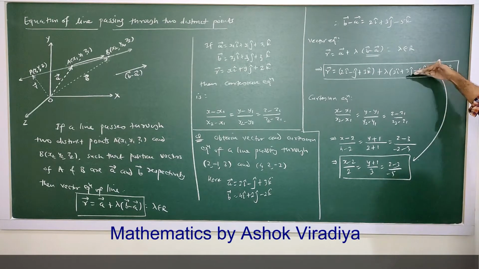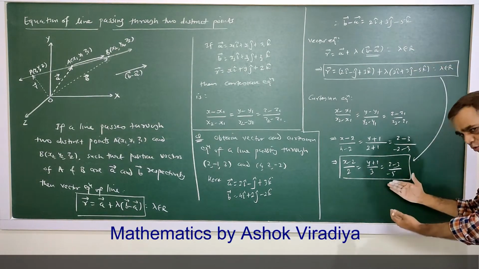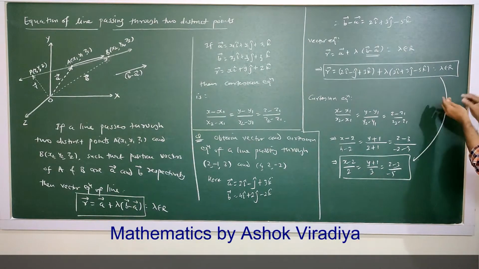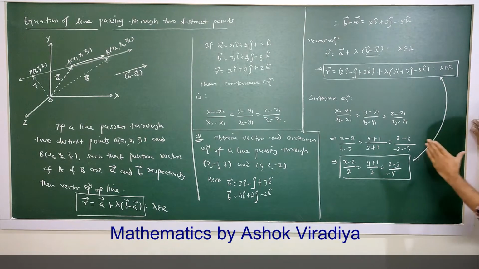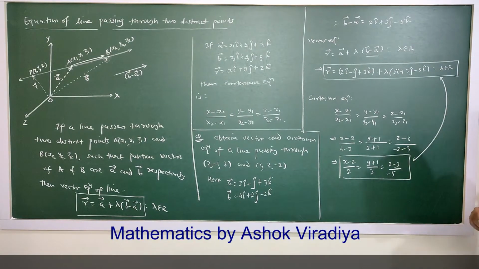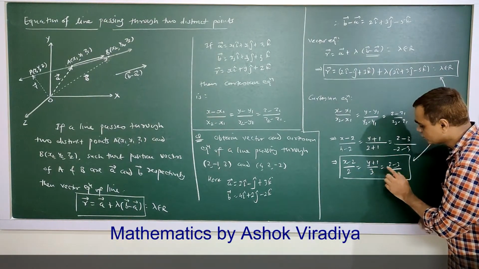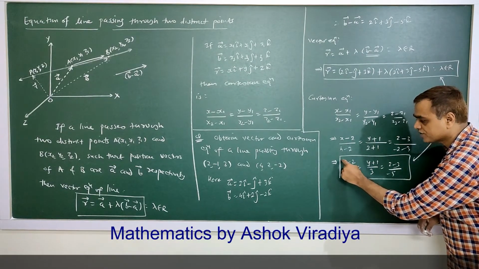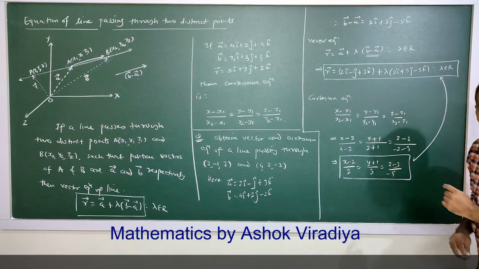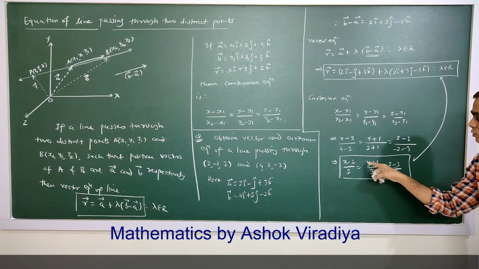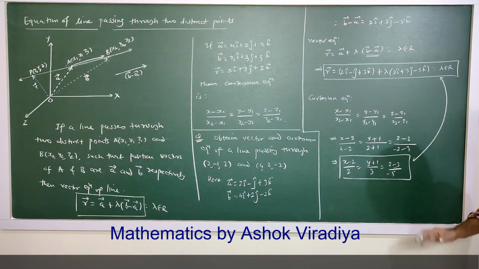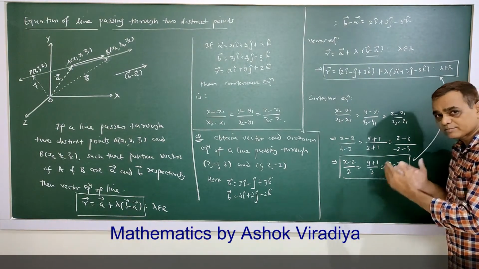So from the vector equation you can directly write the Cartesian equation. From the Cartesian equation you can also write the vector equation. If in any question you are given a Cartesian equation and asked to convert it into a vector equation, first of all remember the Cartesian equation should be in this form. The coefficient of x must be 1, the coefficient of y must be 1, the coefficient of z must be 1. Then x minus x1, y minus y1, z minus z1 upon a, b, c. Let me take a question to understand that procedure.